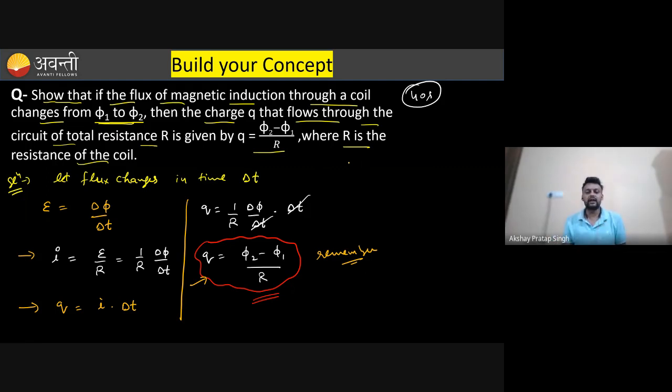So this is the punchline. You can always remember it. In a simple question in the NEET examination, or in the form of an assertion-reason question, they may ask that the charge flown through a circuit is independent of what? It is independent of time. You should remember this line. I hope it is clear.